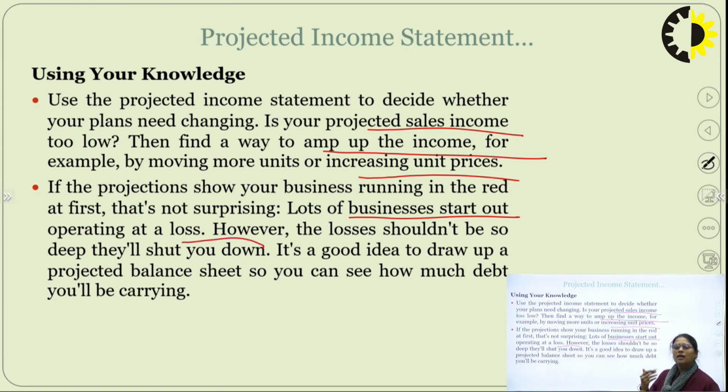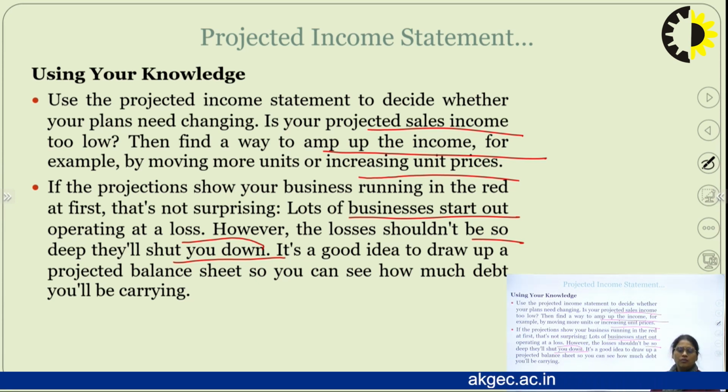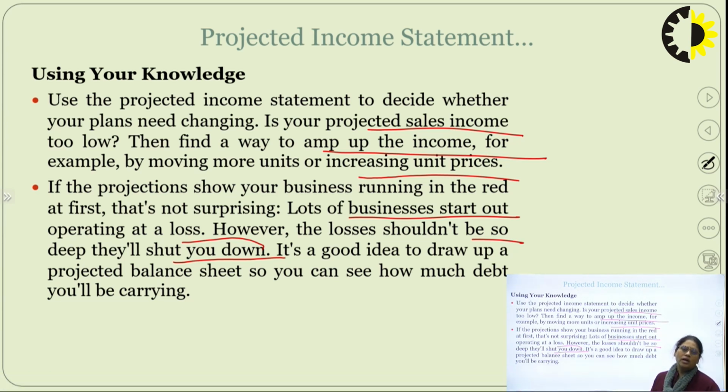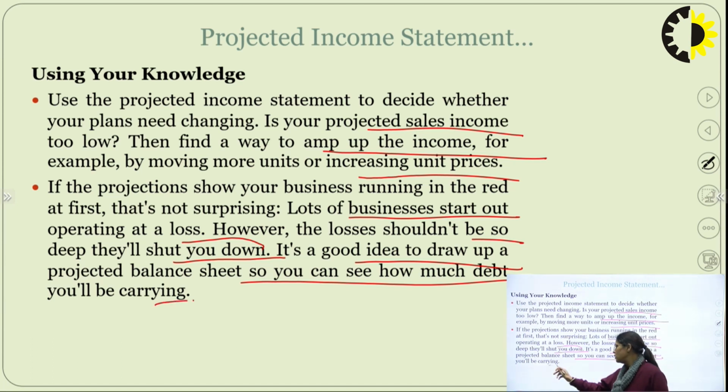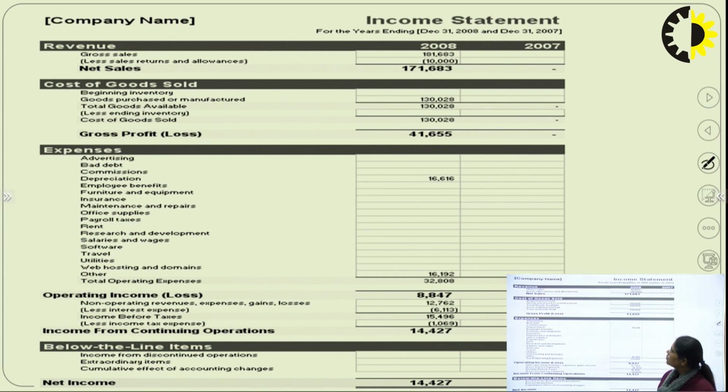In most businesses there may be a condition of loss, but the losses should not be so deep as to shut you down. It doesn't mean that your business will be shut down. You can improve: identify the causes, and then you can easily improve your business. It's also a good idea to draw up the projected balance sheet, so that you can see how much debt you will be carrying. So this is the pro forma income statement of any company.